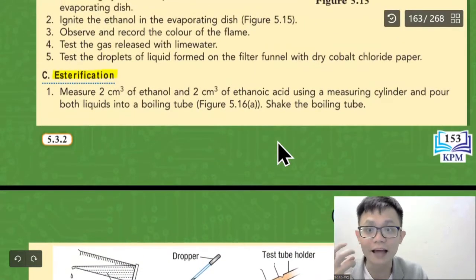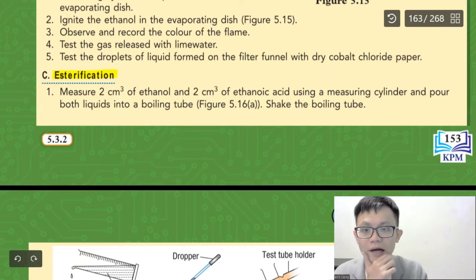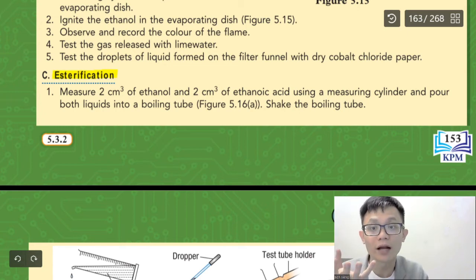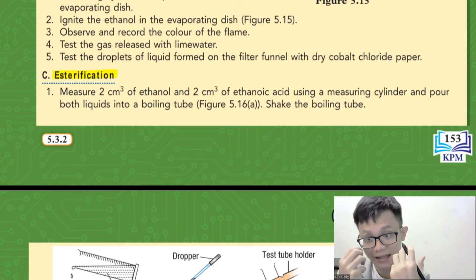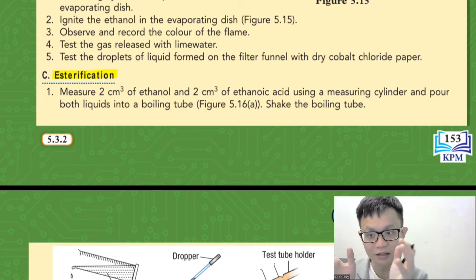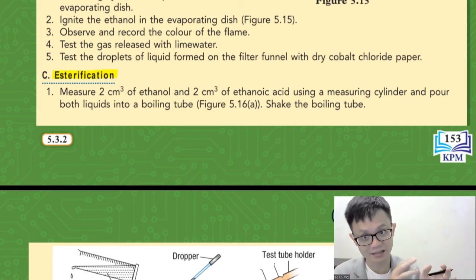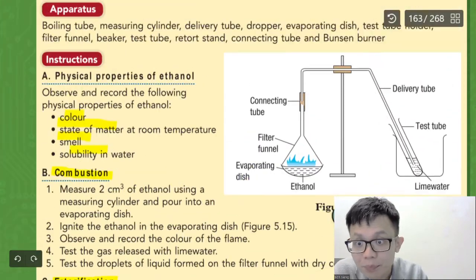Esterification means to make the alcohol become ester. So ester is usually like perfume, correct or not? The perfume or some food that we eat, you smell, very nice. So by using alcohol, and through a process of esterification, we can make ester. It's actually like perfume, and it has a very good smell.